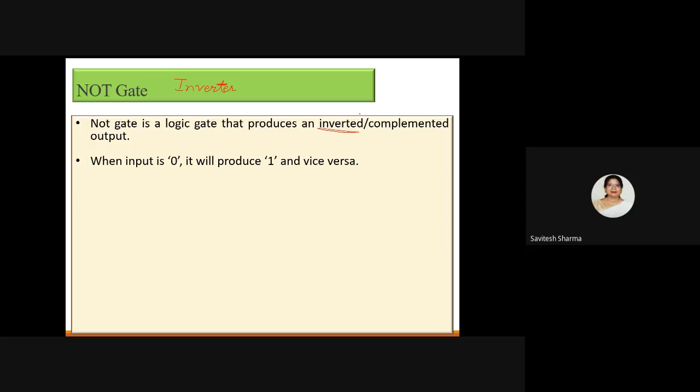In other terms, you can explain the operation of the NOT gate like this: if you apply input logic 0, it will produce logic 1, and vice versa, if you apply input 1, it will produce 0. So this gate has only one input and one output. Please remember, this is the special gate that always has one input and one output only.